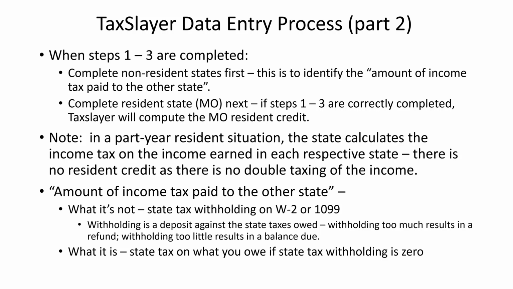So from part 2 of that data entry process, I advise you complete the non-resident state first so that you can identify the amount of income tax that's paid to the other state. Then you complete the resident state. In this case, it would be Missouri. Now, TaxSlayer will compute the Missouri resident credit. I do suggest that you go back and look at the copy of the return to see that the Missouri credit is calculated correctly. In the 2018, 2019 software, TaxSlayer has done a very good job in computing that. It carries forward and you can pretty much rely on it.